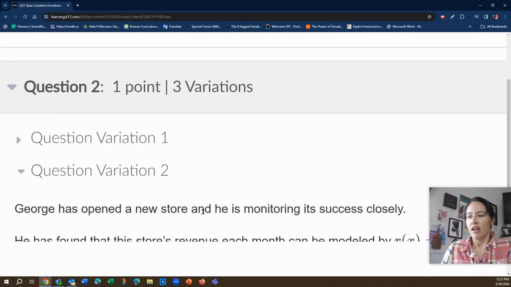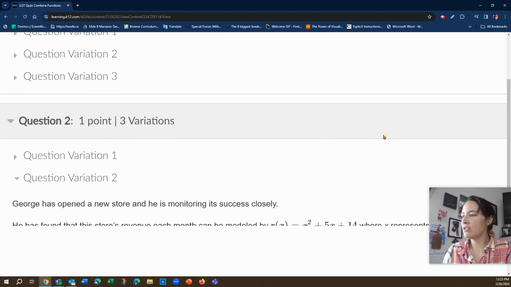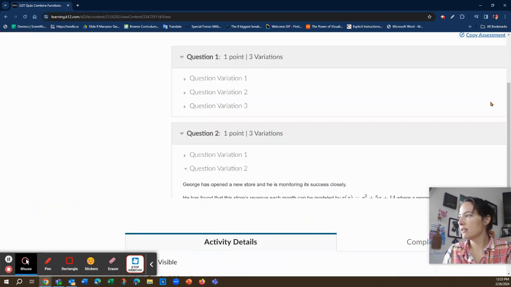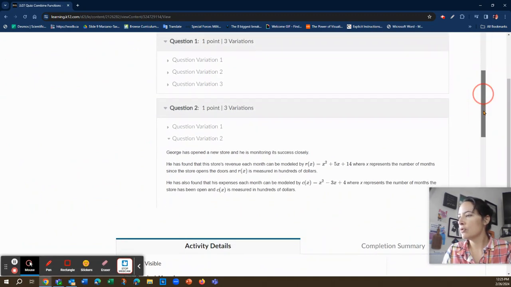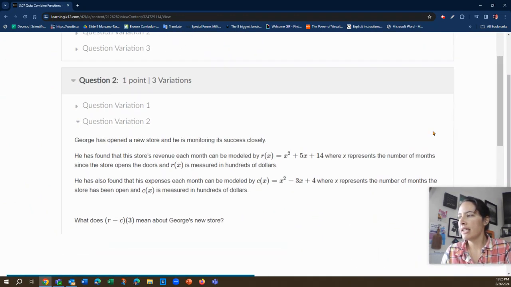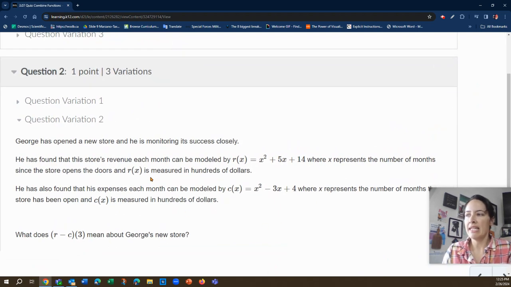Go, George. He has found that his store's revenue each month can be modeled by R of x, the revenue function, equal to x squared plus 5x plus 14, where x represents the number of months since the store has opened its doors, and R of x is measured in hundreds of dollars. Key things that will help you: let's pay attention to key ideas in this story. So we have months open, we have hundreds of dollars.